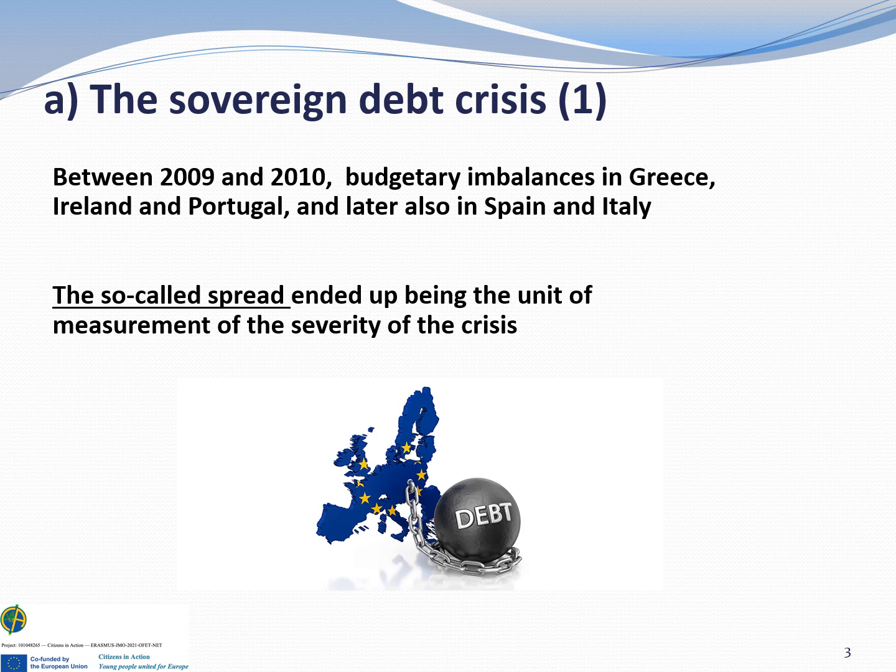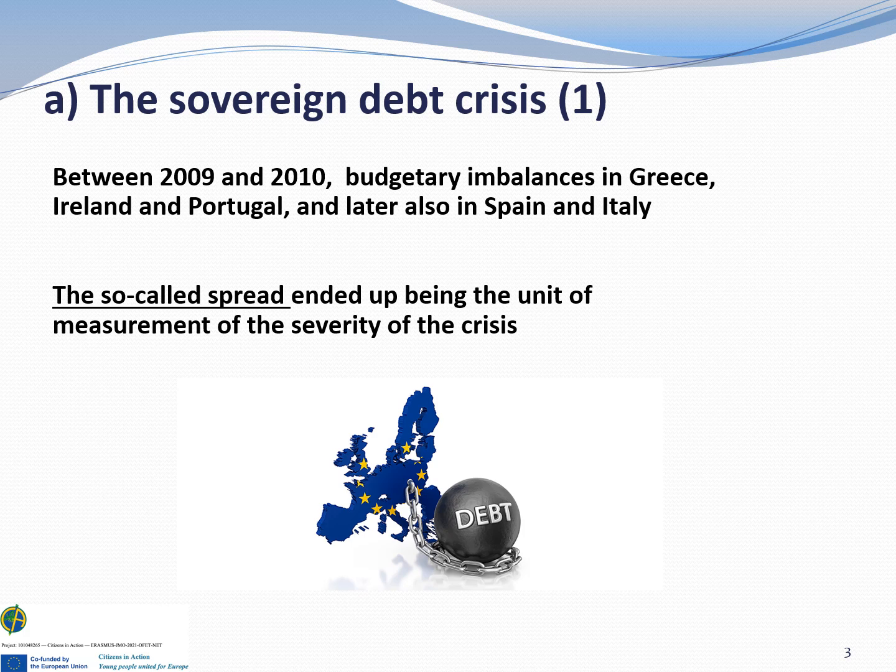Between 2009 and 2010, there were budgetary imbalances in some EU countries, namely Greece, Ireland and Portugal, and later also in Spain and Italy. These budgetary imbalances resulted essentially from high public debt accumulated over the previous decades. The main cause of these imbalances was the high interest rates needed to renew the bonds issued by these states to finance their public debt.